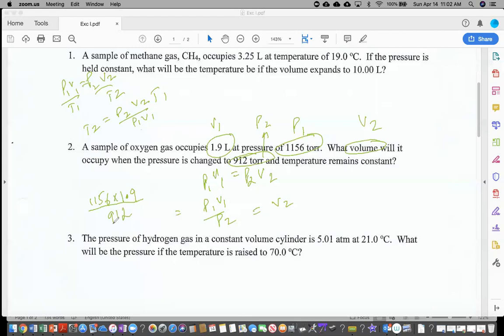I got 2.4 liters for that. So you'll just plug that into a calculator and whatever you get. I got 2.4 liters for the answer.